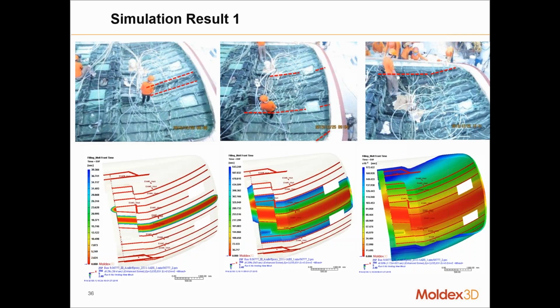Simulation results compared to actual results. So for the top 3 images, focus on where the red lines are. So the red line is indicating flow front progression of the resin as it's injected into the mat. Because this is a very large part, it's a little bit difficult to see, but as we can correlate, it does match pretty well with the flow front progression of the resin during this RTM, vacuum assisted RTM process.